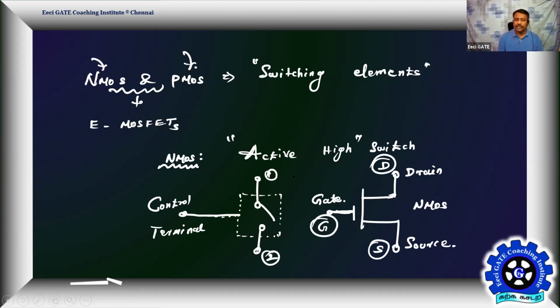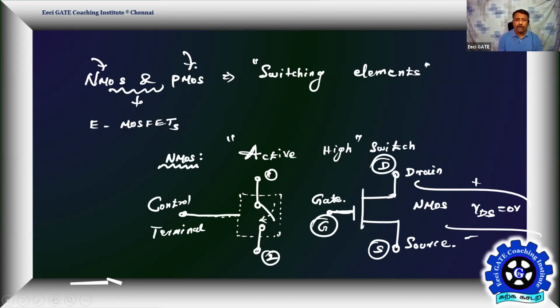So the switch is between drain and source. That switch, ideally getting closed, means the voltage across the switch is equal to 0. That's the ideal case. The voltage across this is equal to 0 volt, because it's a switch. What is the voltage across a closed switch?